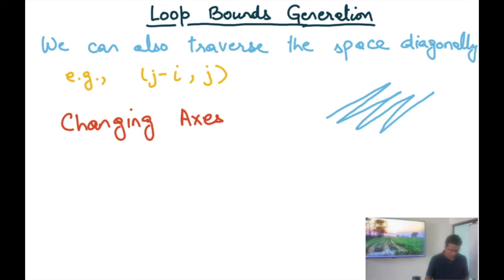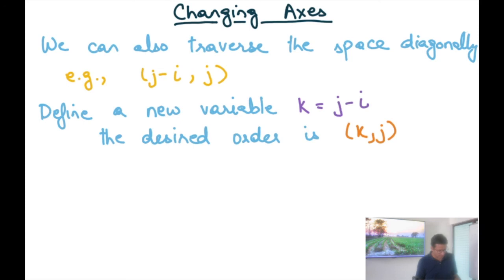But the question is, if I want to change the axes, how do I now identify what are the lower and upper bounds of the new axes? And the algorithm would look very similar to what we have already discussed. Basically, if I wanted to do j minus I comma j, what do I need to do? I need to introduce a new variable k to represent that new axis j minus I. So k equals j minus I.